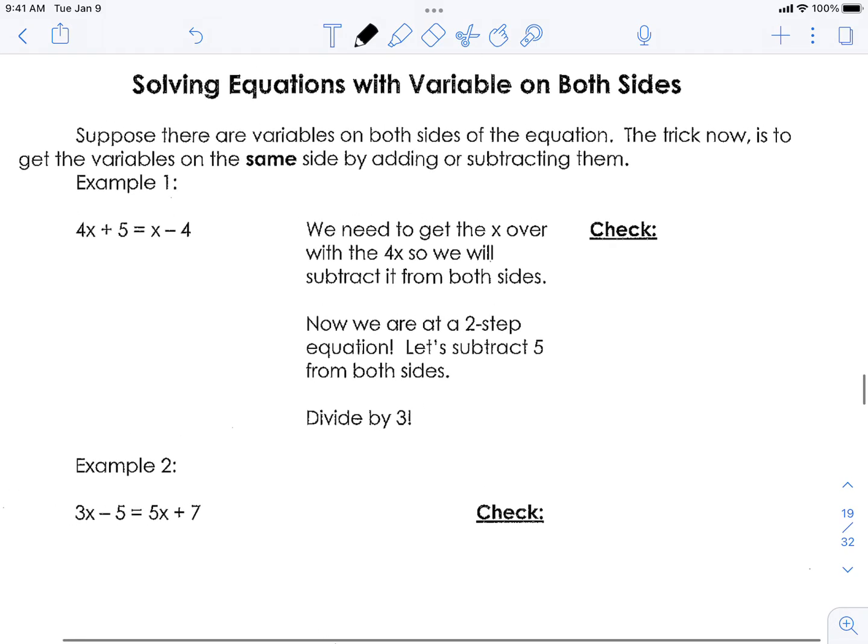Okay, the next part of this section, solving equations with variables on both sides of the equal sign. So it won't just be on one side. We won't just simply combine like terms, but it's on opposite sides. We will treat that the same way we treat numbers on opposite sides, that we are just going to do inverse operations to move the x's back and forth from one side to the other.